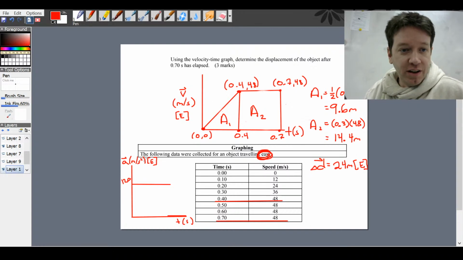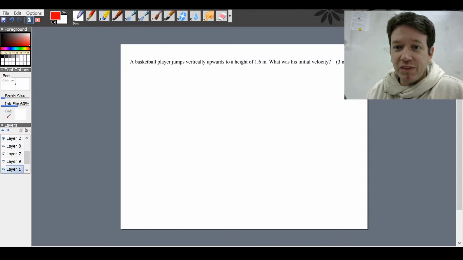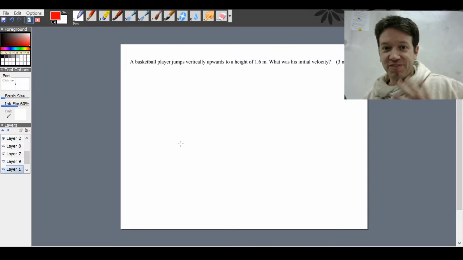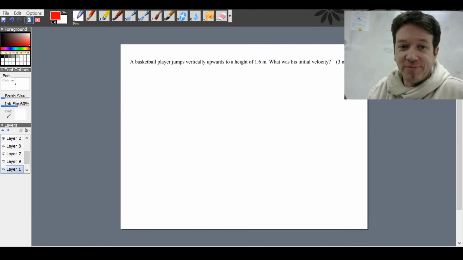Okay. All right, so let's move on. We're going to try some other questions now. Now we're going to do two questions of examples where we'll have to use our 5 equations of uniform acceleration. So let's try this first one.